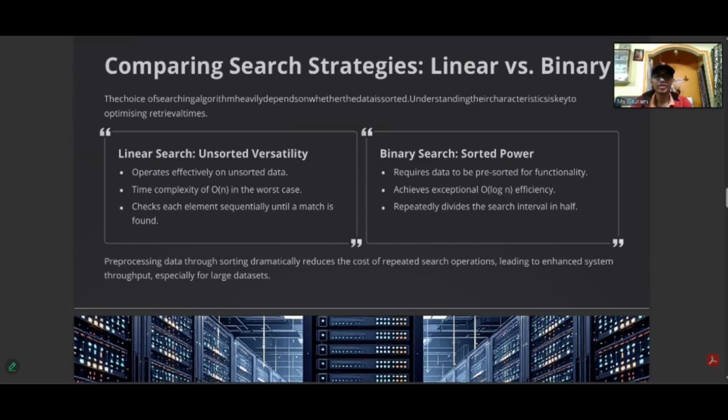The next is binary search. Binary search requires the data to be sorted beforehand. It works by dividing the data into halves and repeatedly comparing the middle element with the target. Because of this approach, it has a much faster time complexity, that is O(log n). Although the sorting takes some initial time, binary search is extremely efficient, especially when multiple searches are required. Now, let us look at some real-time scenarios involving large-scale databases.